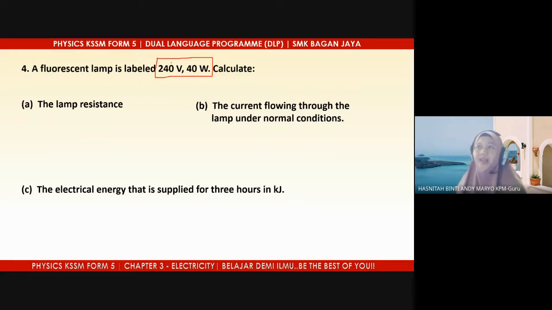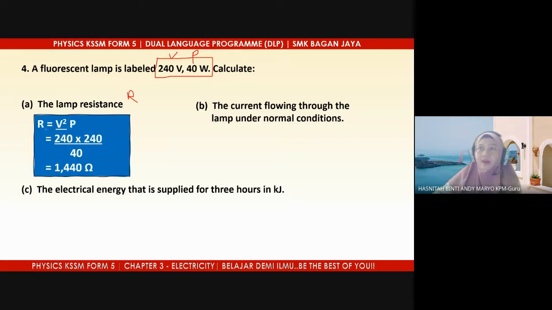Okay, now find the resistance, students. Okay, find the resistance. Again, we are given V and P. So to find R, how can we relate V, P, and R? You check from the 3 equations we derived just now. So you can use the third equation, right? R equals V squared divided by P.